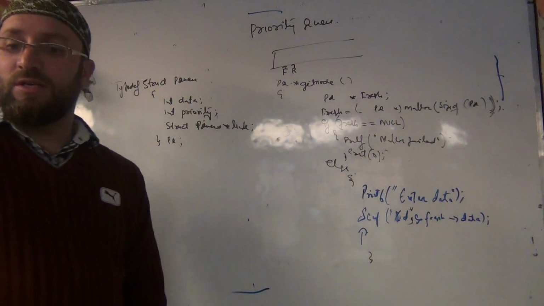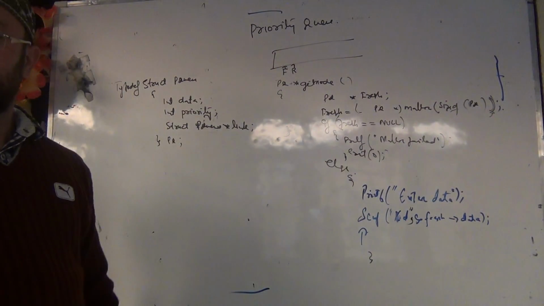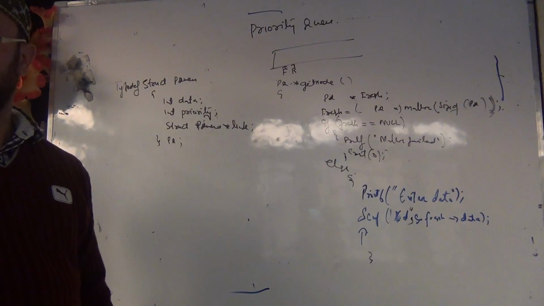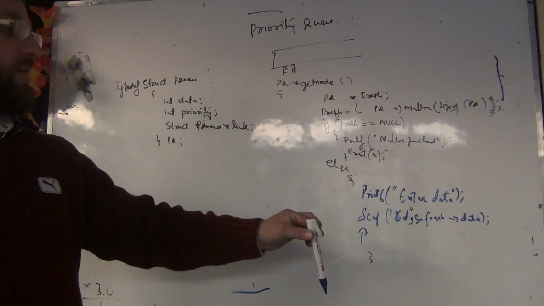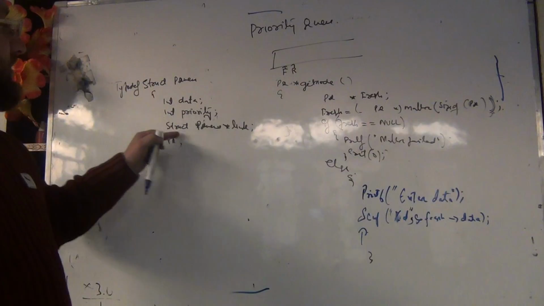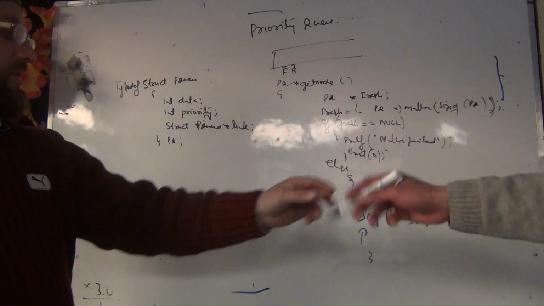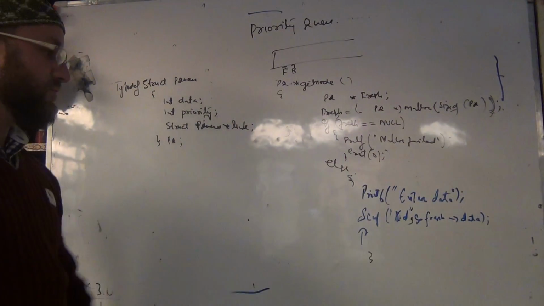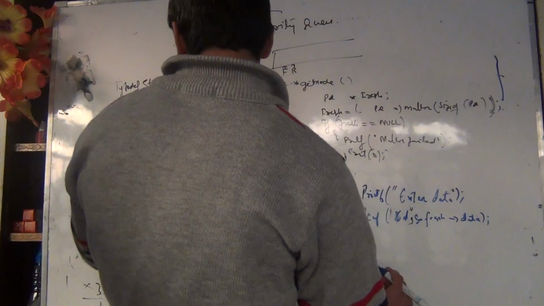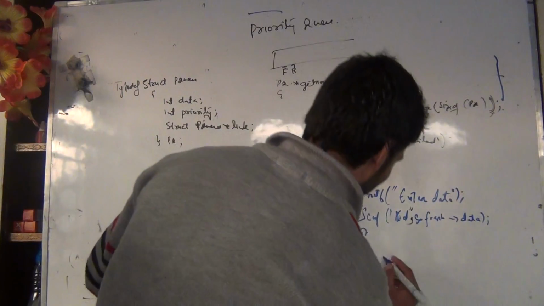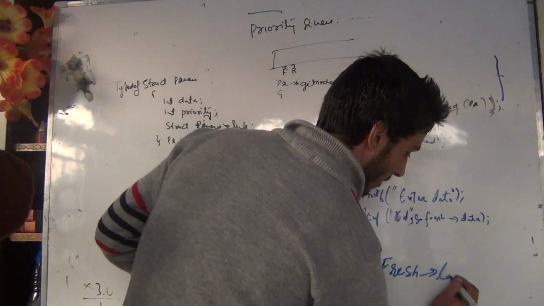And the last thing, what to do last? There's one more thing to be done before return. There are three things, right? Data, priority, and link. What should be in the link now? That's to be here after else: fresh arrow link equals null, and return fresh.